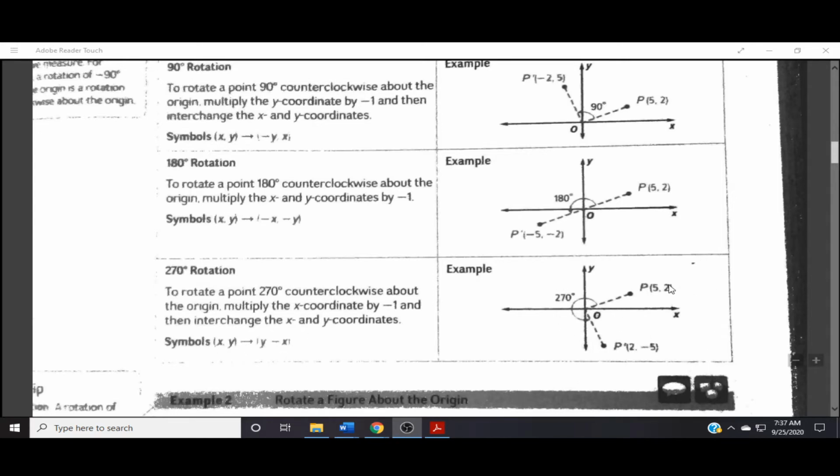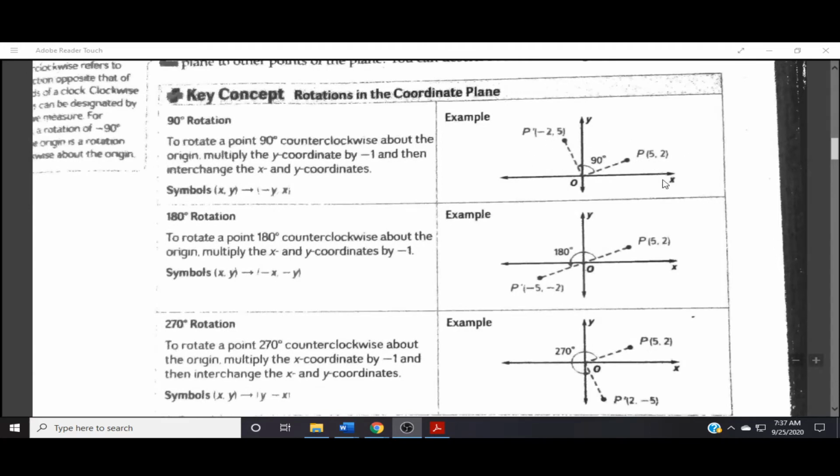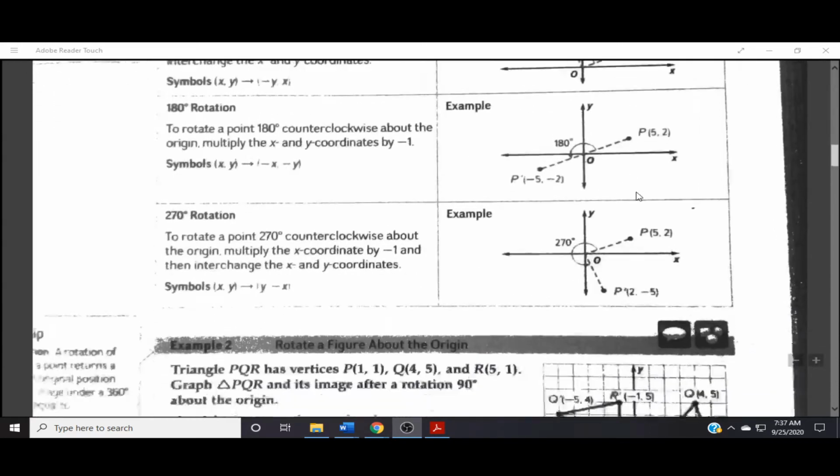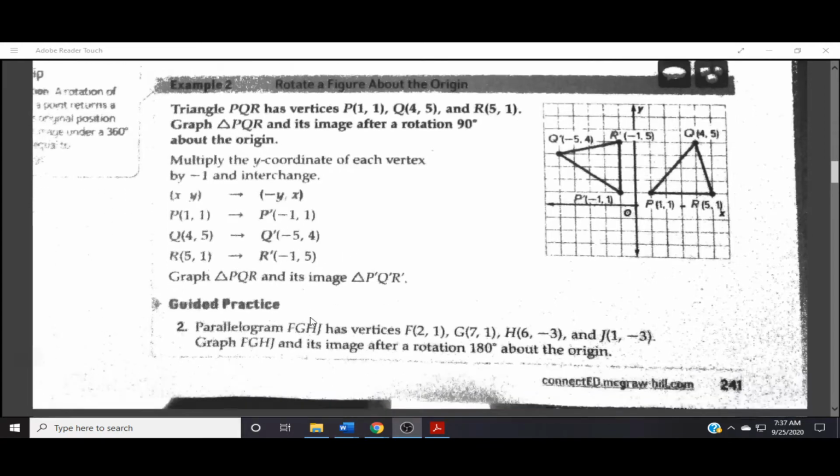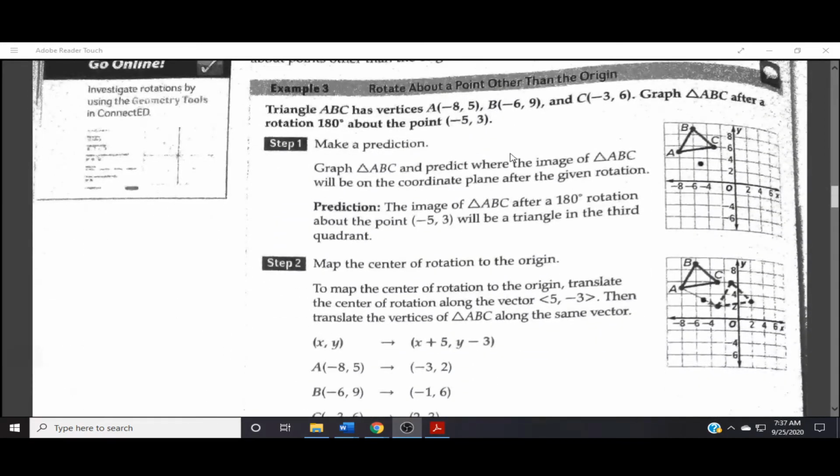Kind of like this example here. If you're confused, look at the example, look where the numbers go and what happens to them. They ask us about this triangle and its image after a 90 degree rotation. So that means we flipped it. We switch x and y and make the y negative. You flip them, and then the y becomes negative, and you just do that with each part. Okay, 180 degrees, you're going to make each thing.